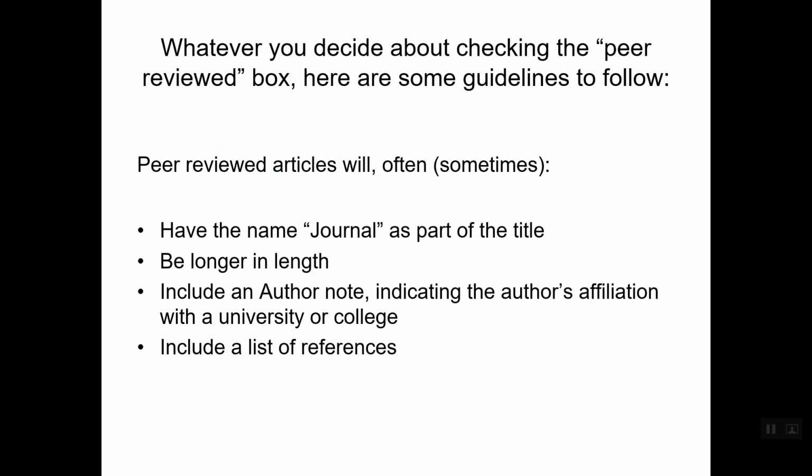Now, let's return to the main headline, peer review. Whatever you decide about checking the peer-reviewed box, here are some guidelines to follow. Peer review articles will, often, even sometimes, have the name journal as part of the title. They'll be longer in length. They'll include an author note indicating the author's affiliation with a university or college. And they'll include a list of references. Keep in mind that I use the word sometimes.